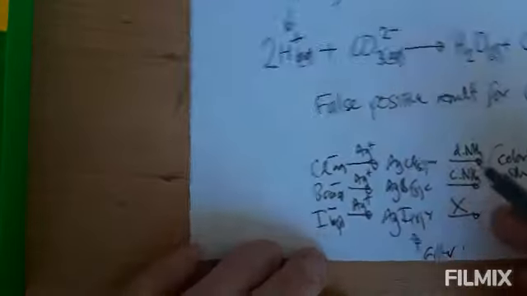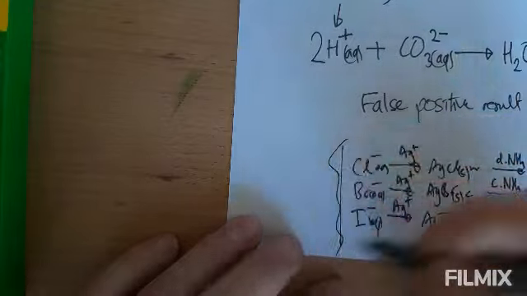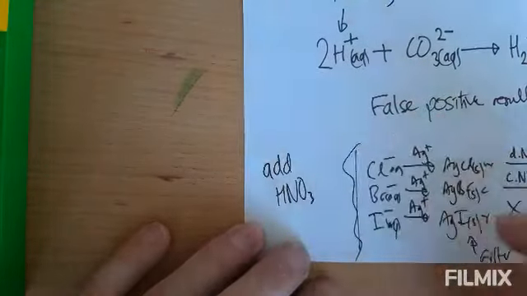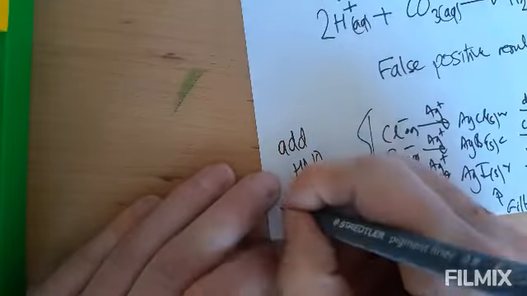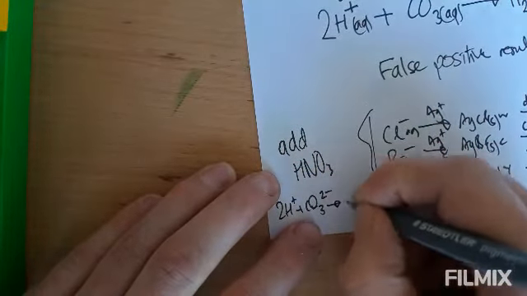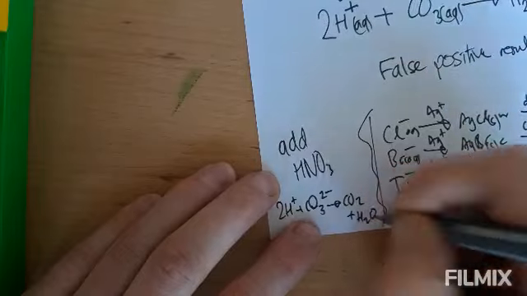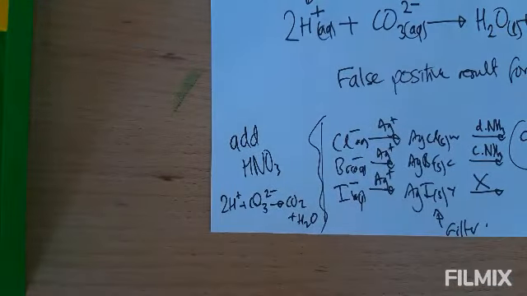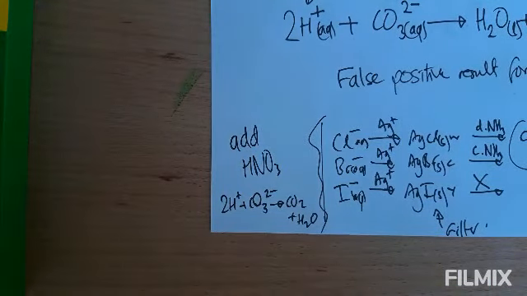And then if I go back a step, before you do any of this, add HNO3 to get rid of the carbonates, because two H+ will react with the carbonates to make carbon dioxide and water to stop the false positive. I hope that makes sense to you. I hope that's now clearer for you. And I hope that now when I go through the questions in the next video, you will understand this a little bit better.